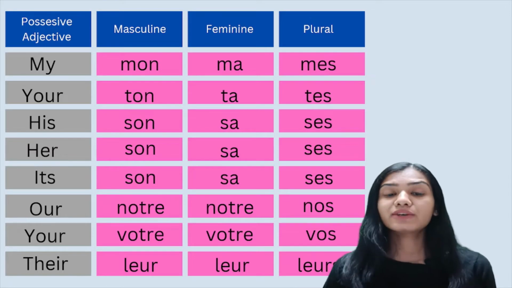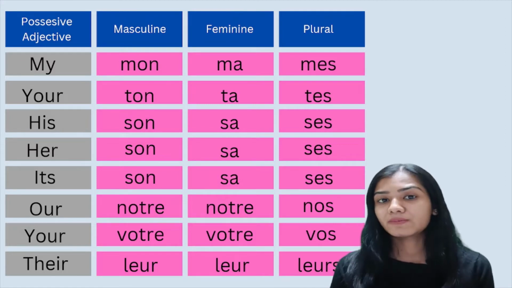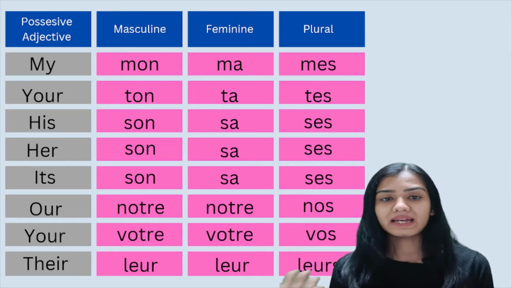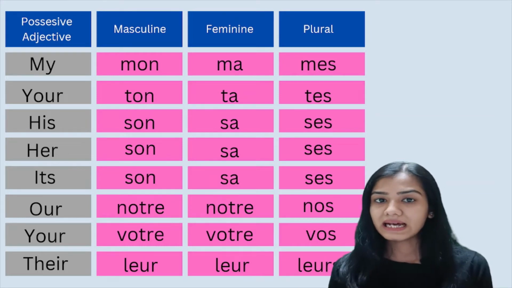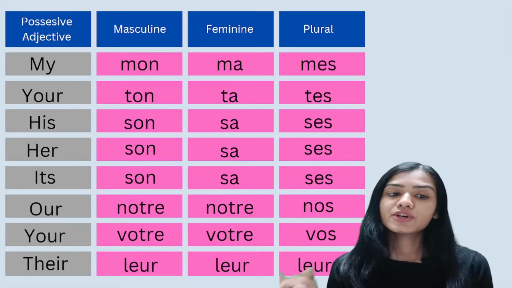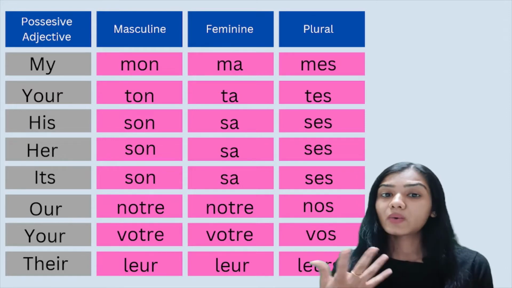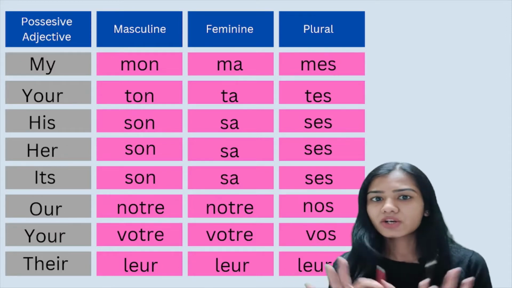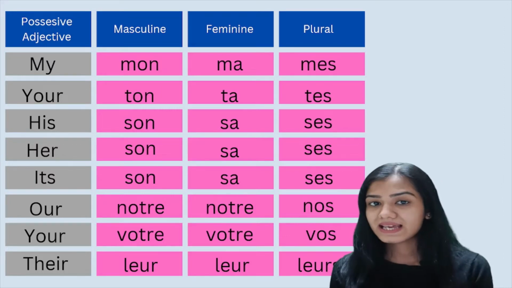Over here is the chart for saying my. For all the masculine nouns, it is mon. For feminine, it's ma. And for plural, it's mes. This is mon, ma, mes for my. For your, it is ton, ta, tes. For his, her, and its, all the three are going to remain the same. Why so? Because we are looking at the gender of our objects, things, right? Not the gender of our subject. So it's going to be son, sa, ses.